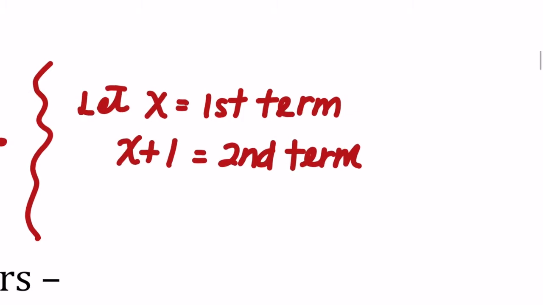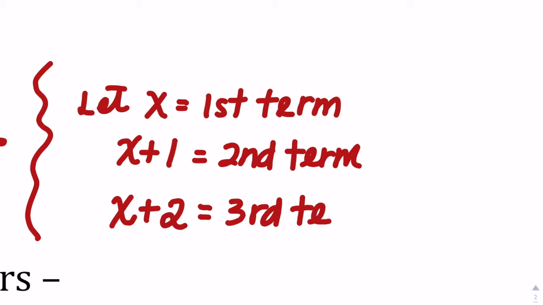But if you want to, you can think about it: oh, that's just the second term plus 1 more. So that's going to be x plus 2. That's equal to the third term. And so forth. The fourth term will be x plus 3. Okay, and that's going to be because it can go on based on that pattern.